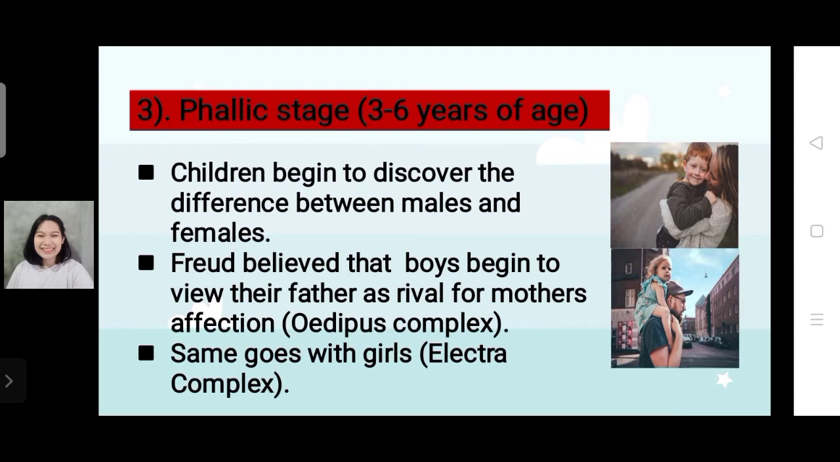Third one, phallic stage, 3 to 6 years of age. Children begin to discover the differences between males and females. We have here two: Oedipus complex and Electra complex. It's the same as mama's boy, papa's boy, mama's girl, and papa's girl. Freud believed that boys begin to view their father as a rival for their mother's affection. The same goes with girls' Electra complex.